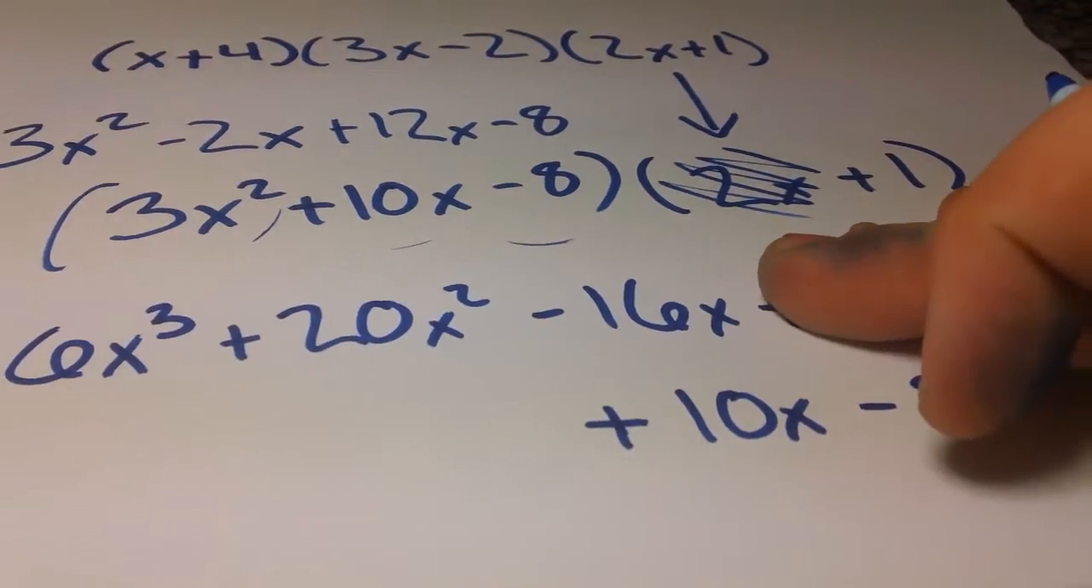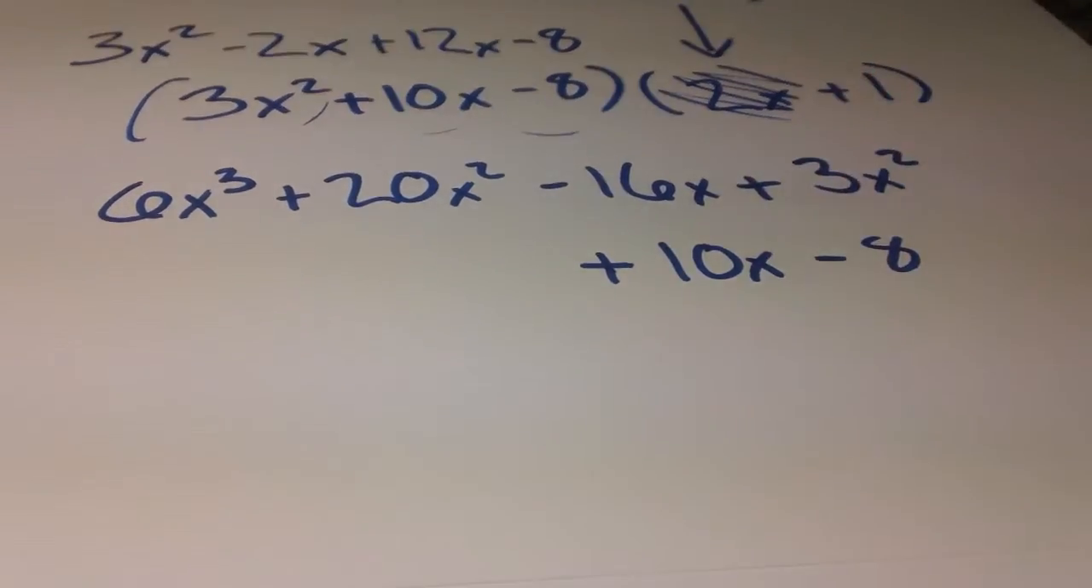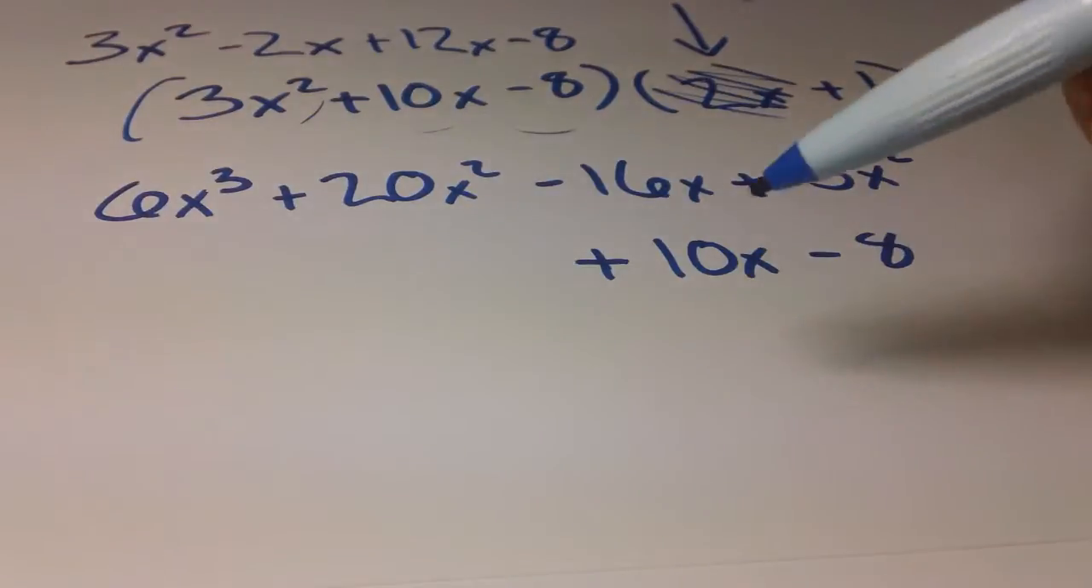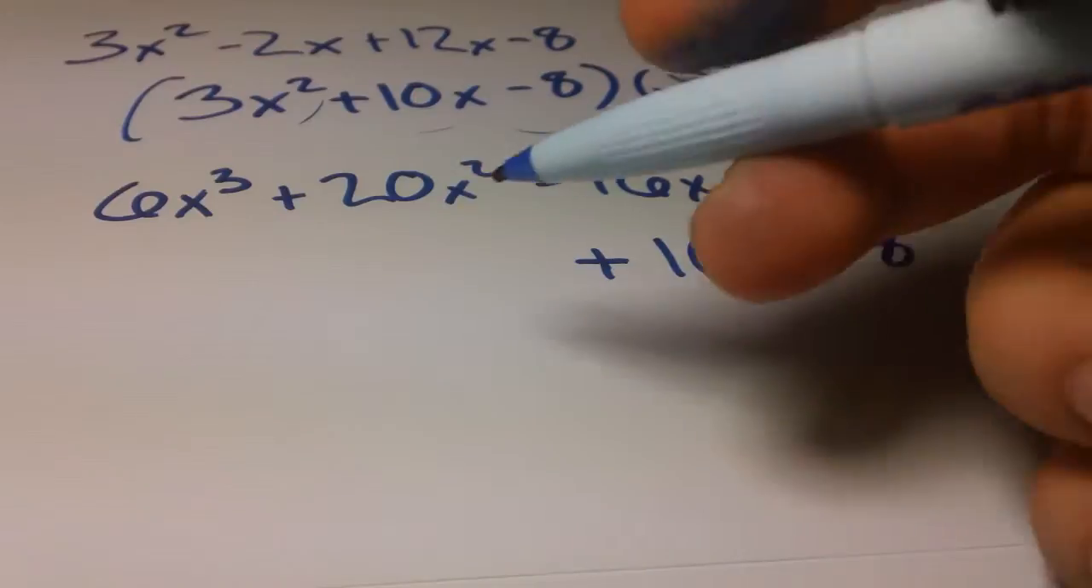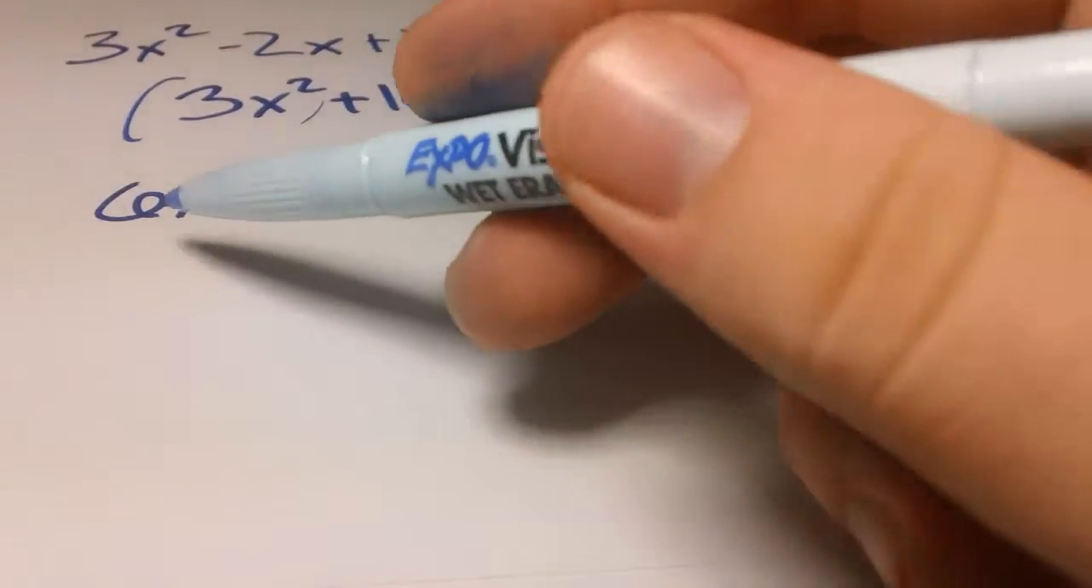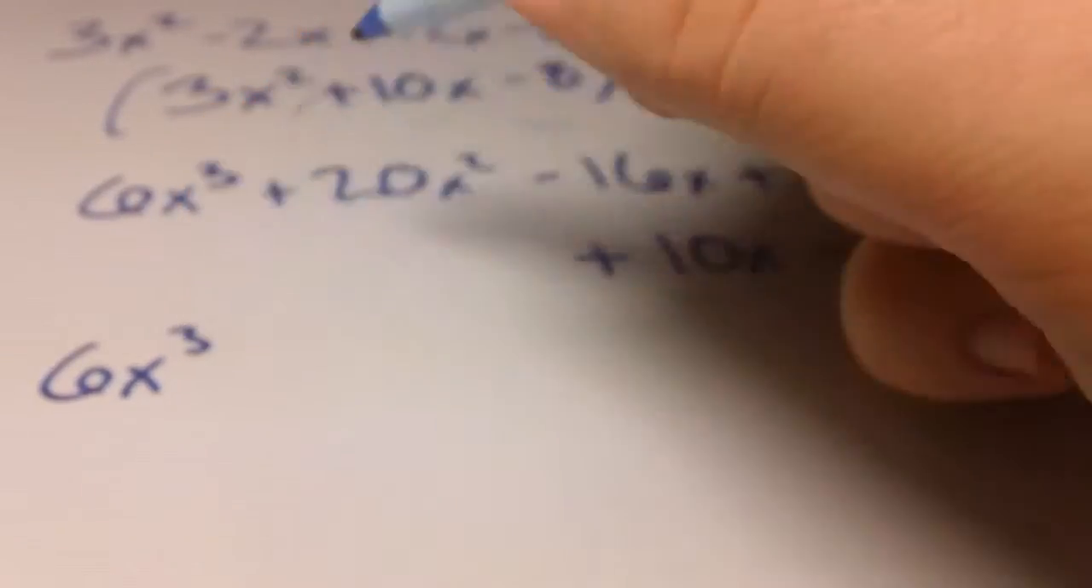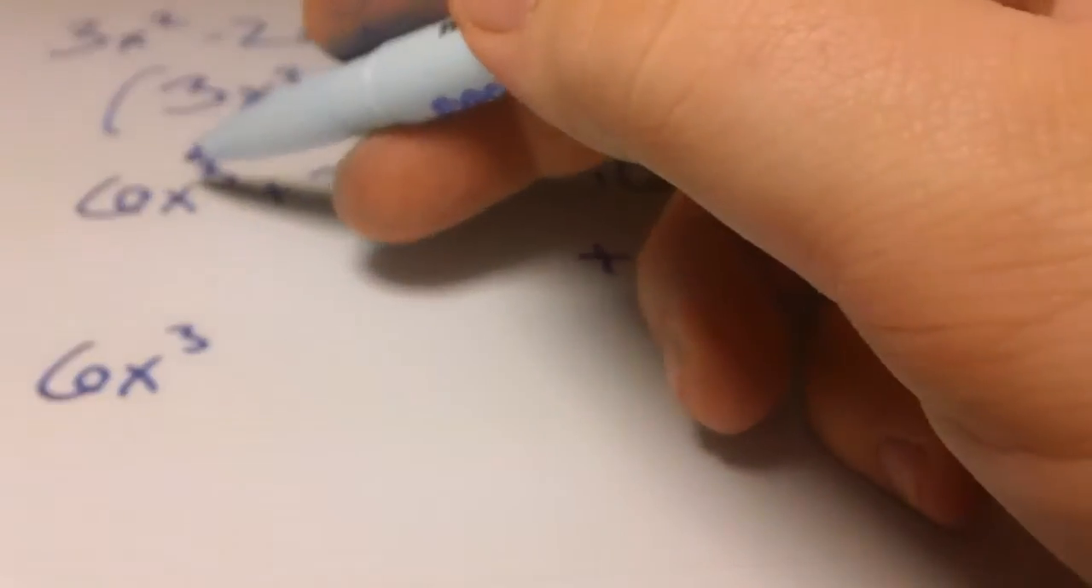I'm going to scoot this paper up a little bit. We'll combine our like terms right down here. Do remember this is just a continuation of that top equation so you don't get confused. Now, we have 6x to the third. When we're combining our like terms, we can only combine those numbers that have variables to the same power.